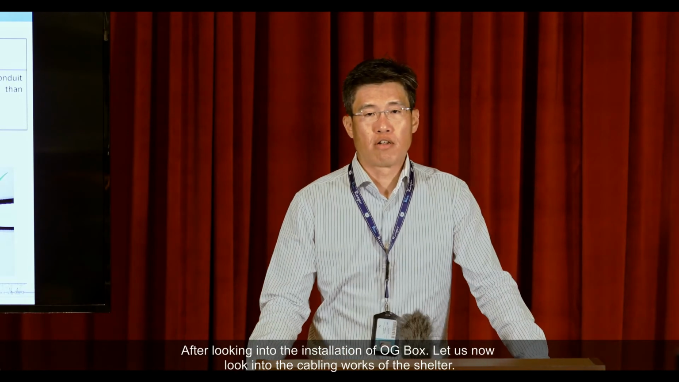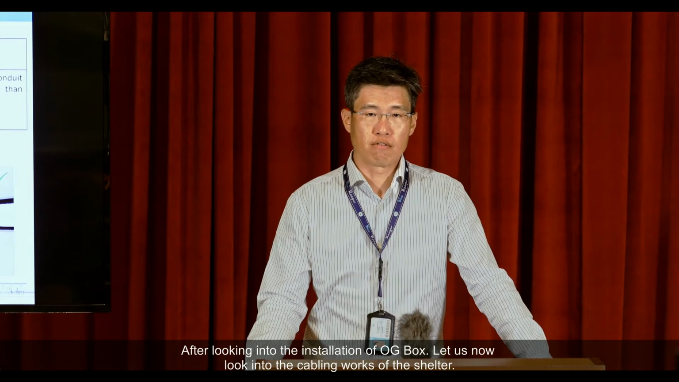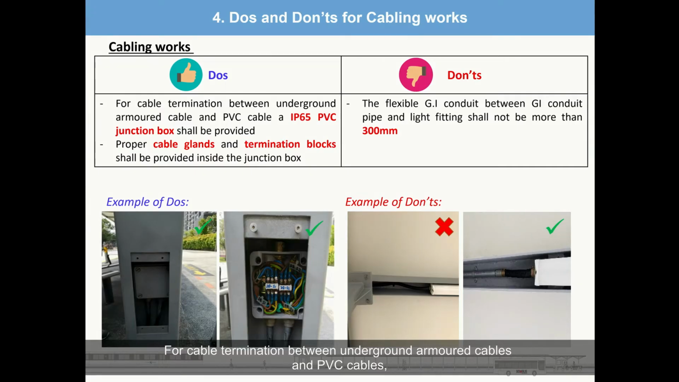After looking into the installation of OG box, let us now look into the cabling works of the shelter. For cable termination between underground armored cable and PVC cable, an IP65 PVC junction box has to be provided. Proper cable glands and termination block shall also be provided inside the junction box. The flexible GI conduit between GI conduit pipe and light fitting shall not be more than 300 mm.